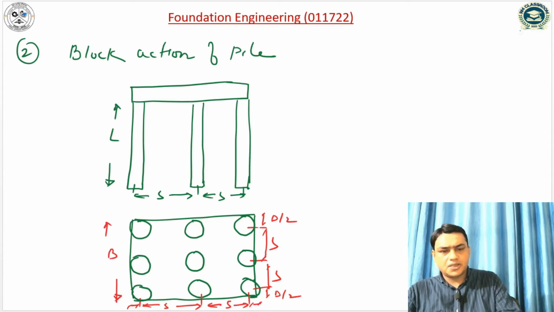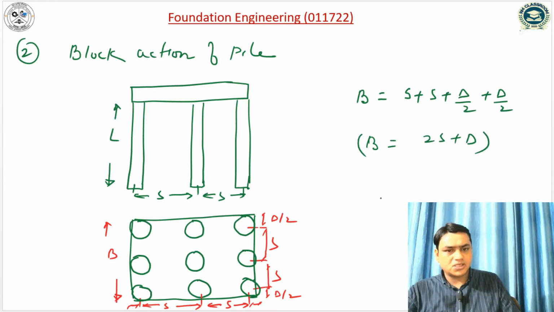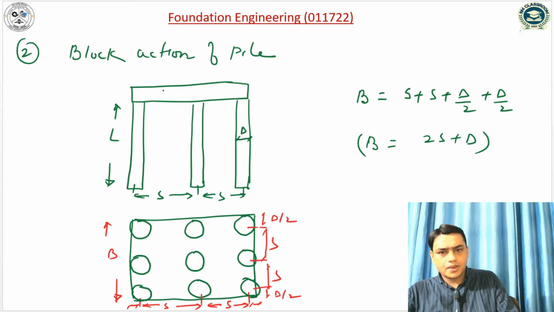So B can be written as S plus D by 2 plus D by 2 plus S, so it is twice S plus D. It is arranged in a square pattern, so the size of this entire pile group is B by B, meaning 2S plus D. Let us assume this is the diameter of the pile, and this is the pile cap.